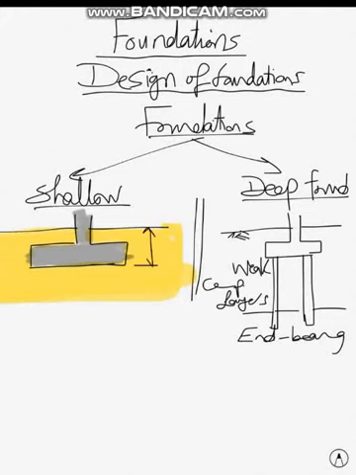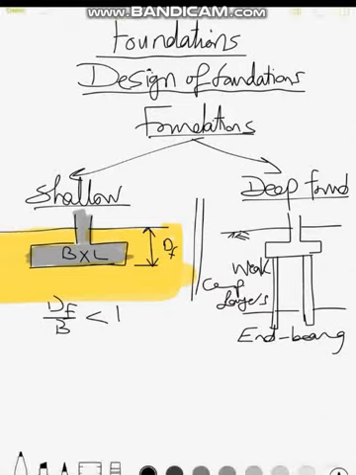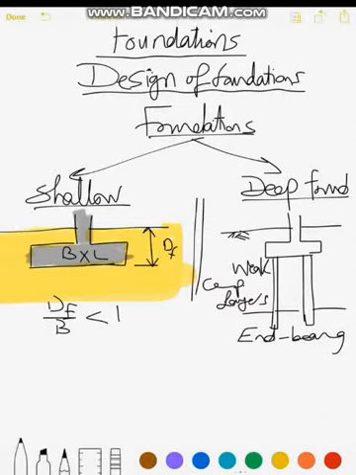Shallow foundation means that in most cases the ratio of depth of foundation to the lesser dimension of the footing is less than or equal to 1. On the other hand, for deep foundations, we are talking about depth of foundation over B greater than 4, not 1, because there are types of foundations intermediate between these two types.